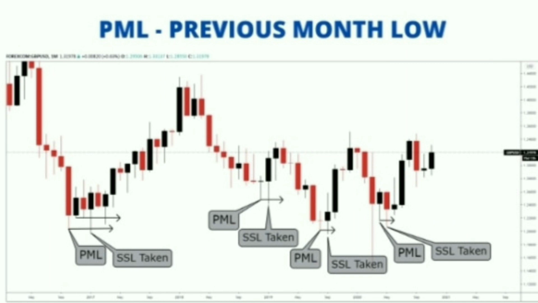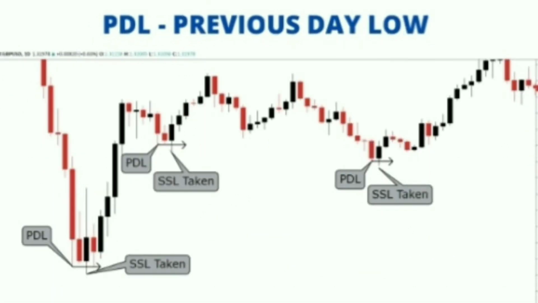In this example, you can see that the market breaks below the previous month low. After going a few pips below the previous month low, the market direction reverses to the upside because all the buy orders placed at those places have their stop losses hit. So the market grabbed the money, grabbed the liquidity, and moved in the upward direction.